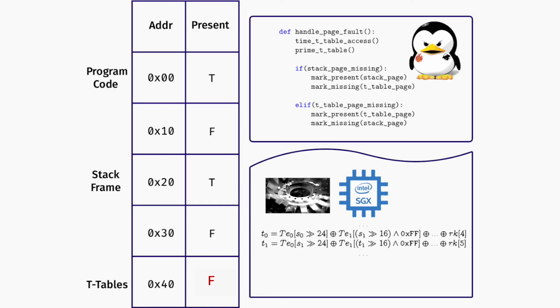This process is repeated for every access to every table in every round of AES, ensuring that a complete set of cache traces is obtained by the adversary. We repeat this entire process twice to obtain traces from two different encryptions. This allows us to use the differential that we discussed earlier.